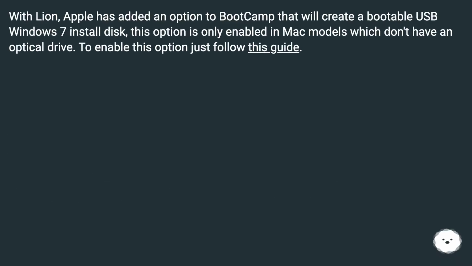With Lion, Apple has added an option to BootCamp that will create a bootable USB Windows 7 install disk. This option is only enabled in Mac models which don't have an optical drive. To enable this option, just follow this guide.